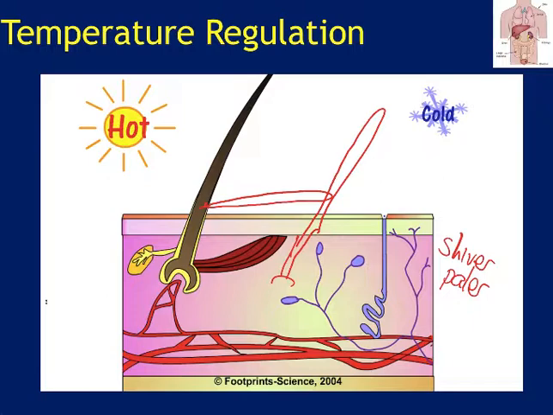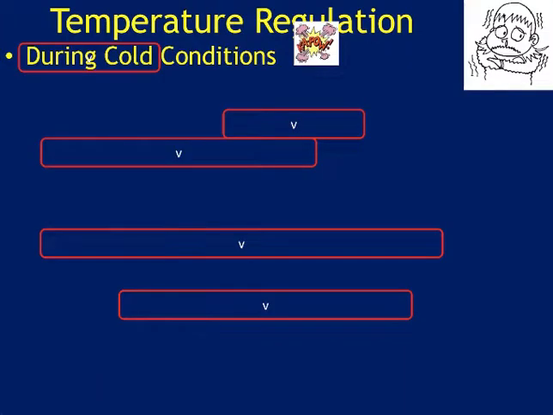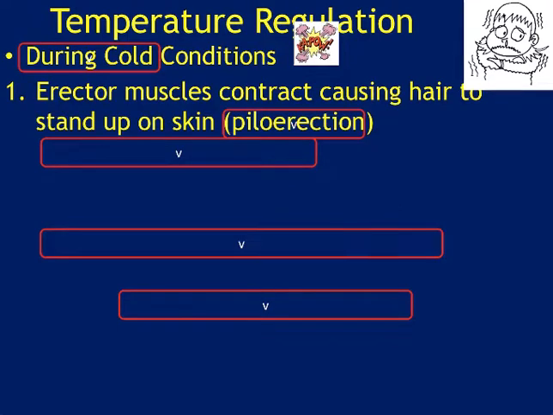So while this animation won't work properly for me, hopefully we can draw a little diagram here and we'll figure some stuff out. So I'm giving you some of the keywords that an examiner would look for. So during the cold, your hair stands up. There is a word to describe that. It's called piloerection. So if you just use that word, so during cold conditions, piloerection happens, you will get your tick. But you can say your hair stands up on your skin.